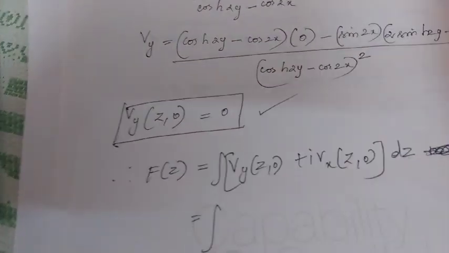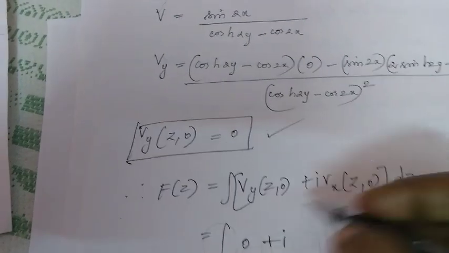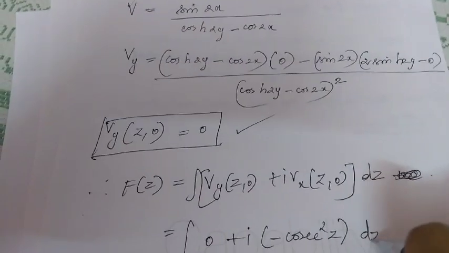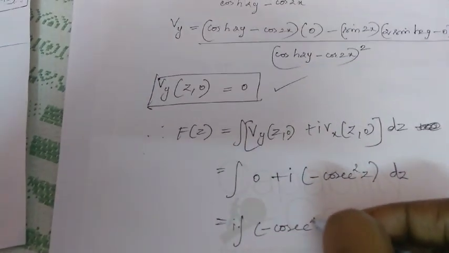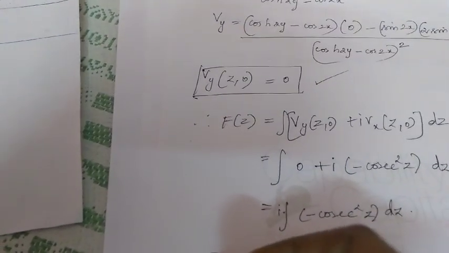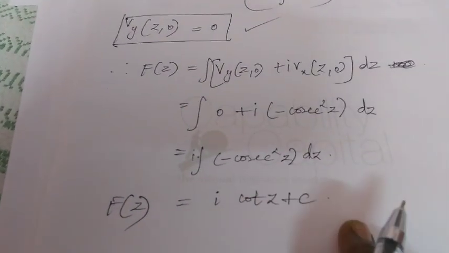So Vy of z comma 0, what is it? Vy of z comma 0 is 0, just now we got it. Plus i into Vx of z comma 0, which is minus cosecant square z into dz. So that is equal to i times the integral of minus cosecant square z dz. You can write it as cot z plus c. So on the left-hand side it is capital F of z, so we have got capital F of z as i cot z plus c.